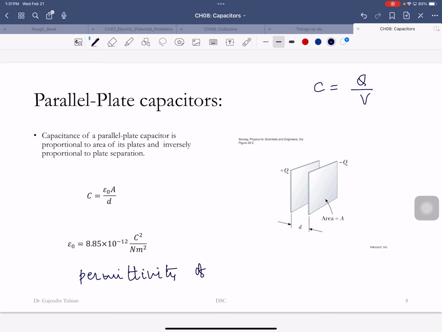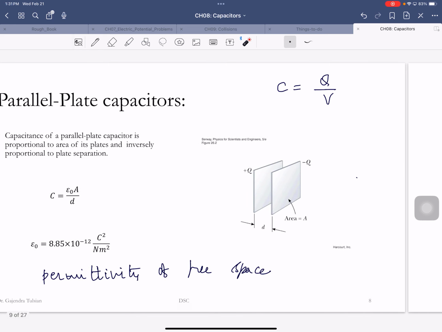Permittivity of free space, which is a constant. All right, so this is a parallel plate capacitor. You can take two sheets of aluminum foil and make a parallel plate capacitor.